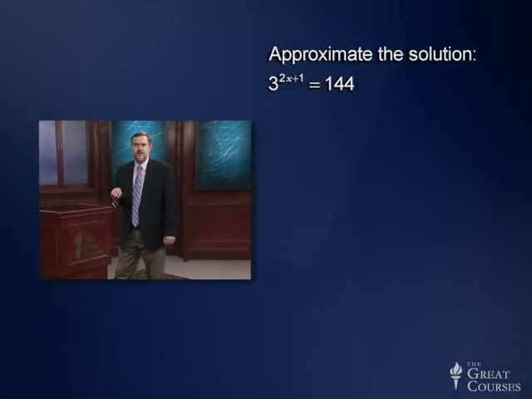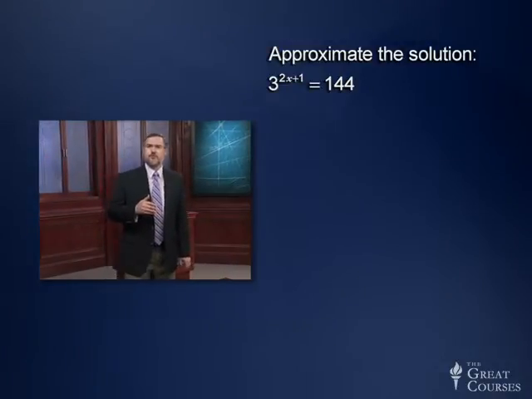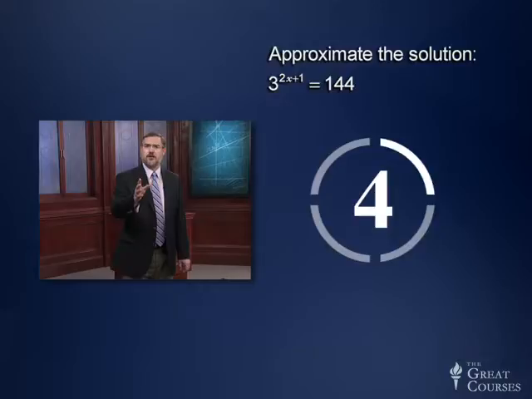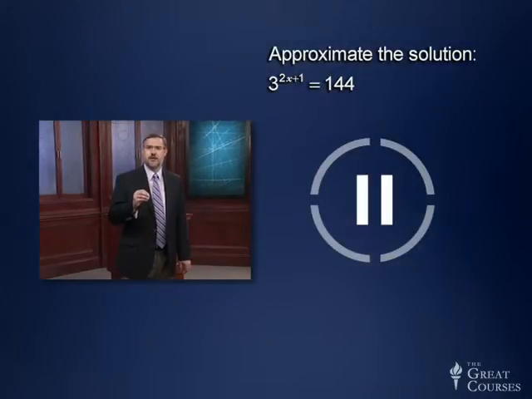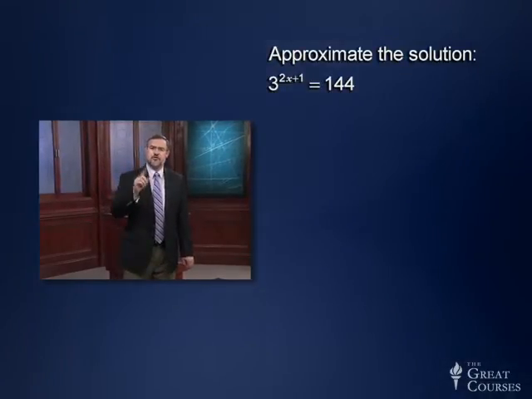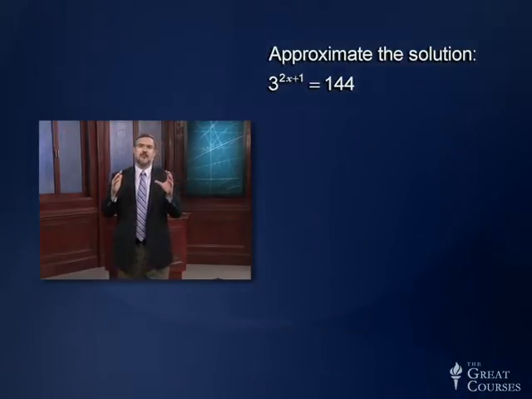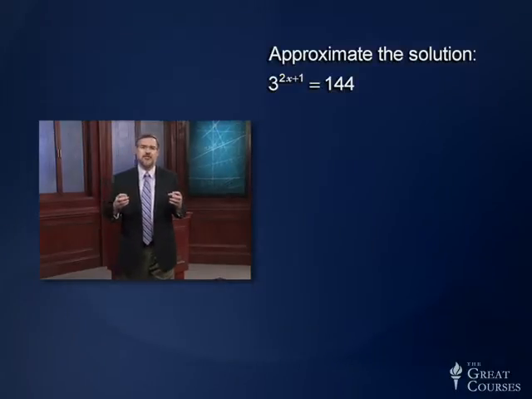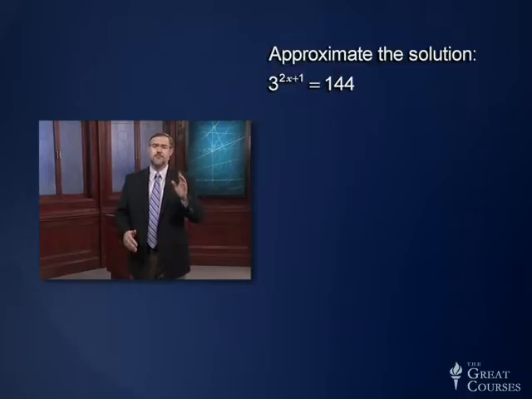Now, let's move to another example. I want us to solve 3 to the 2x plus 1 equals 144. So let me suggest that you try this one on your own and see what you get for x, and then we'll come back together. Now we're solving 3 to the 2x plus 1 equals 144. If you think about the previous example, the way I want to do this as a starting point anyway is to get that 2x plus 1 away from that 3 by taking the log base 3 of both sides.